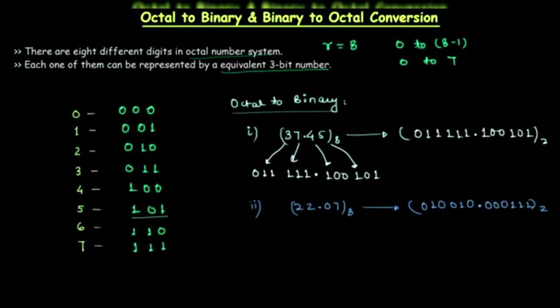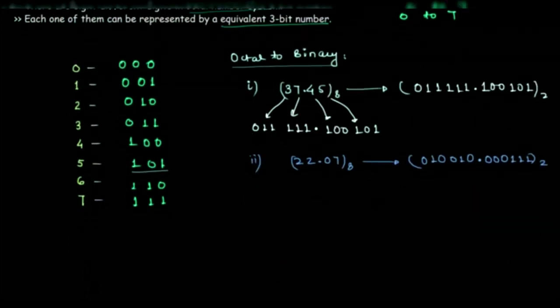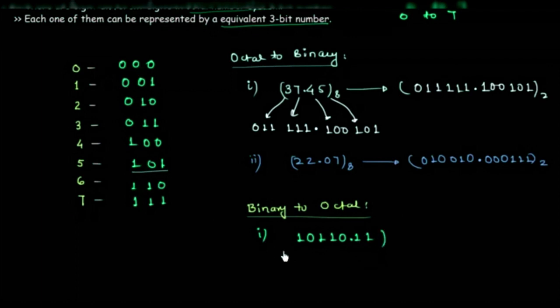Now we will move to binary to octal conversion. The next part of this presentation is binary to octal conversion. Let's move to the first example. The binary number is 10110.11. This is the binary number, and we want the octal equivalent of this binary number.